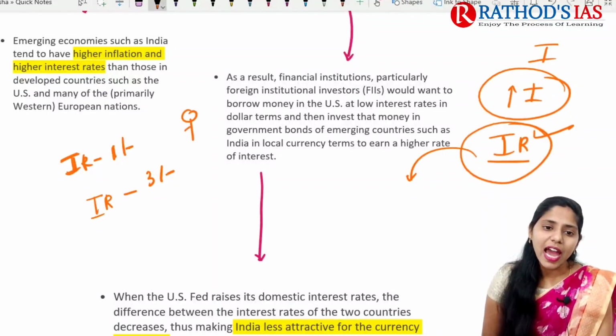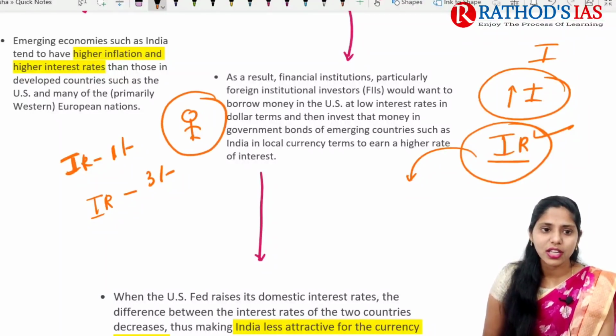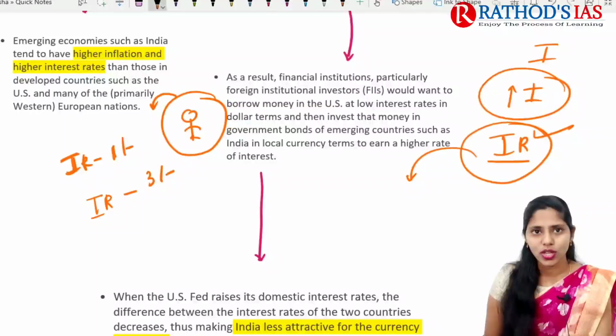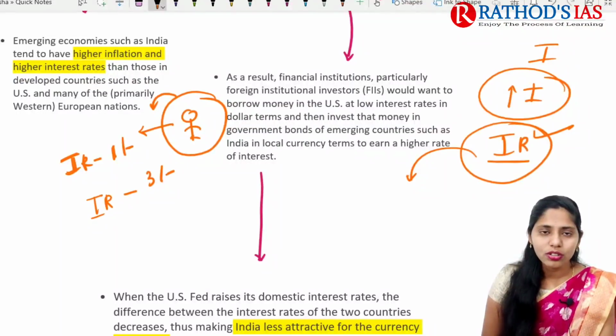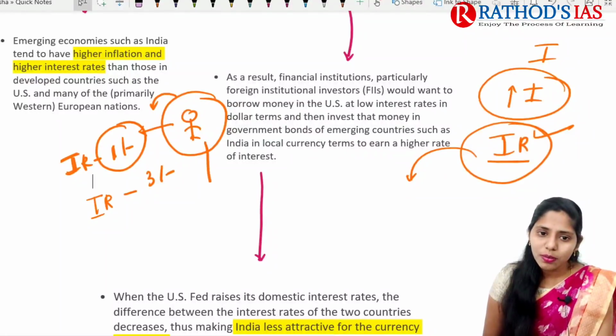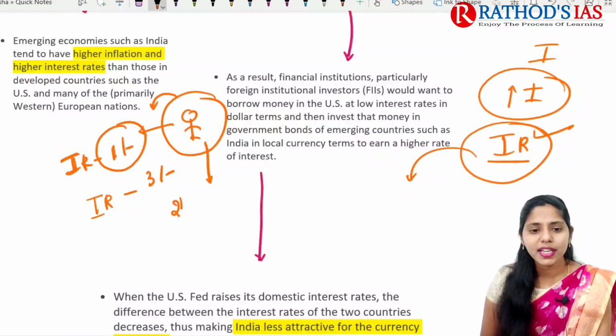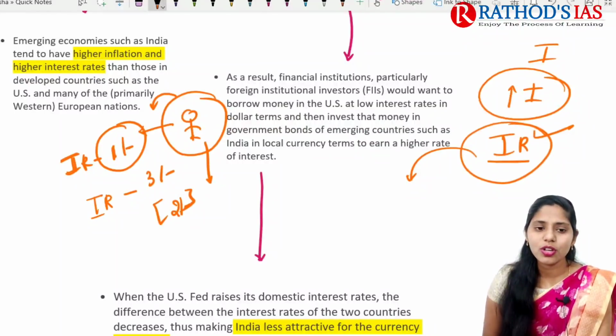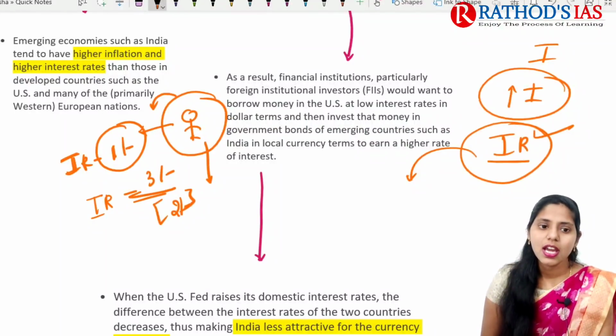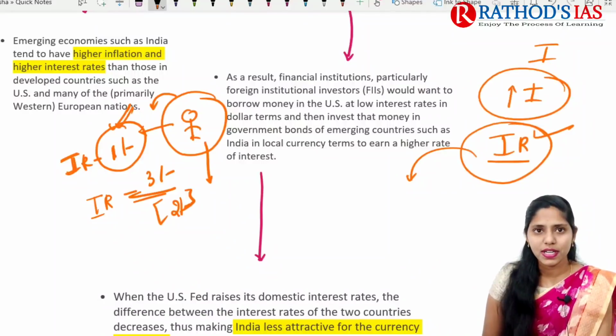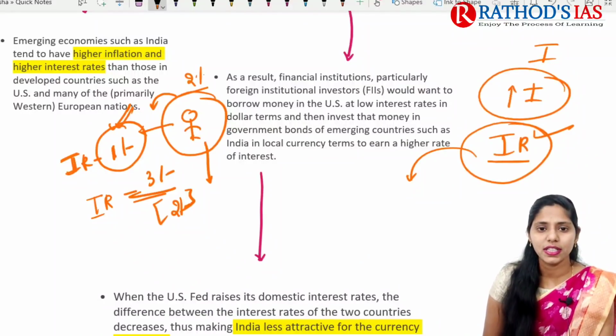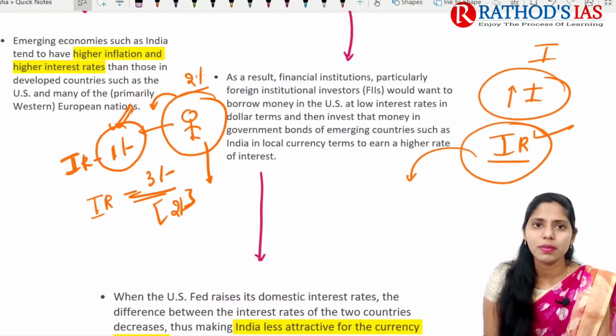Then what happens if I am an investor? If I am living in the USA, I will be taking a loan from the Bank of USA at interest of 1 rupee, and I will be investing in India such that I will be getting a profit of 2 rupees, because interest rate here is 3% and interest rate there is 1%. So I am getting a profit of 2%. Okay, so this is the normal scenario.